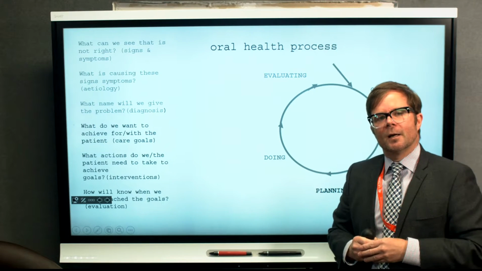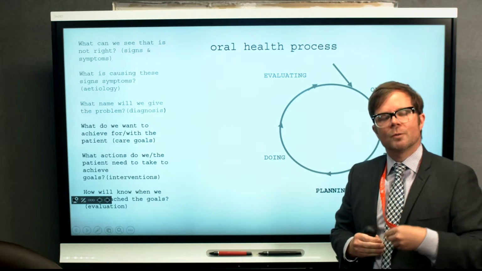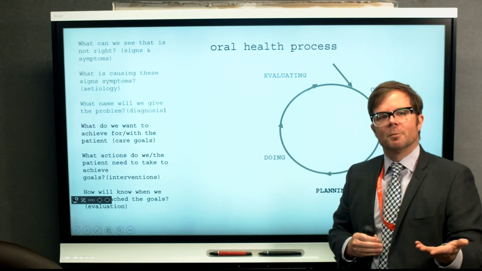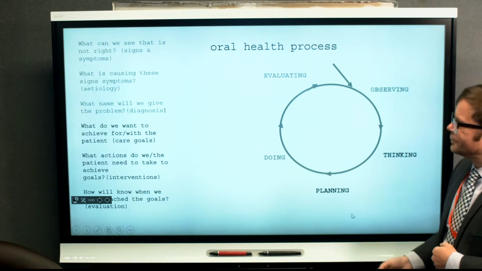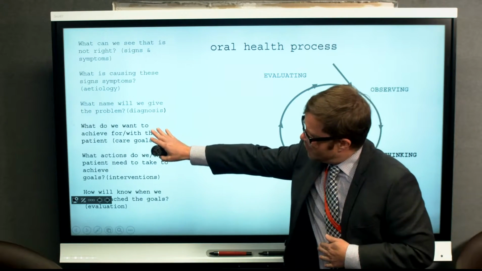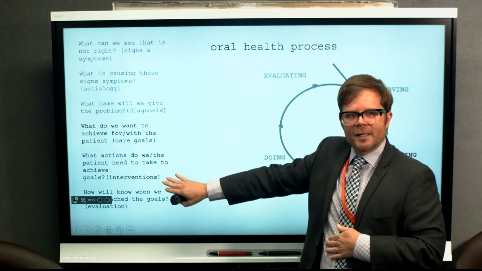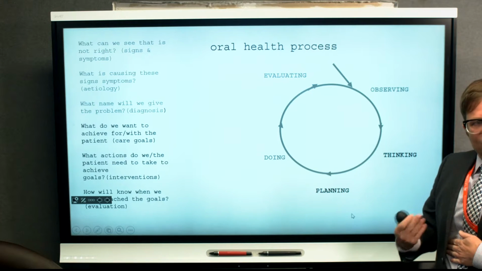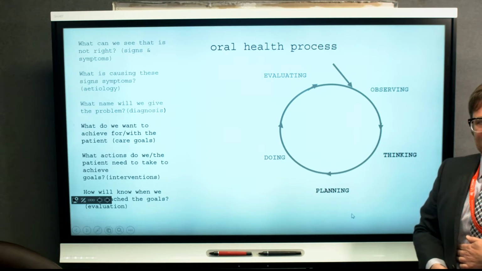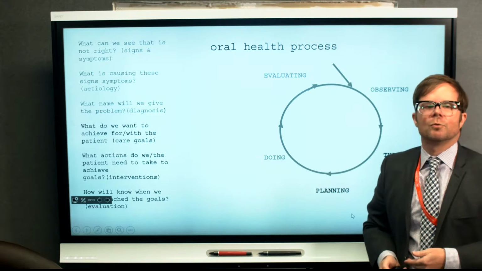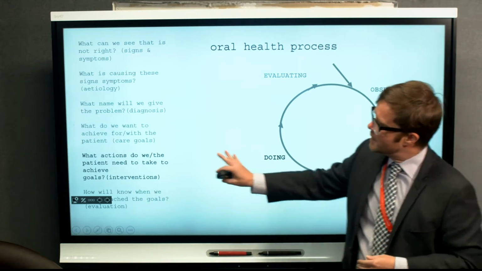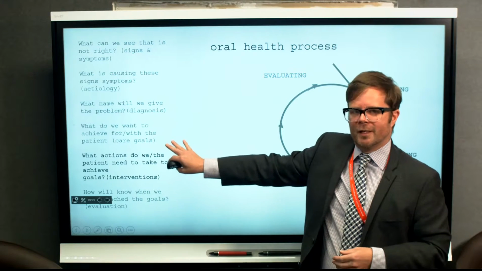What does the patient want? What is acceptable oral health for them, and what can we actually do for them as well? Once we've decided what our goals are, we can then start to move on to the next stages, which is what are we going to do, interventions, to assist the patient to move closer towards those goals. So this is where we start doing things.